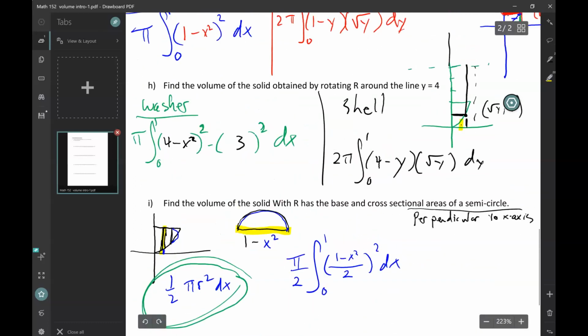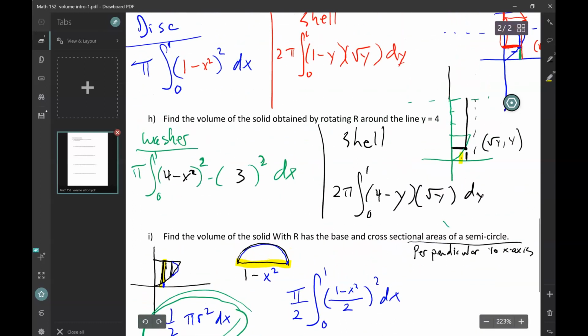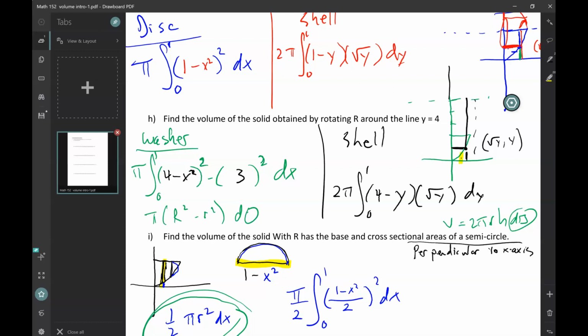So these guys change. Notice with the shell method, it's always the same. You're always using this idea that it's 2 pi r times h times a little bit of thickness, d something. With the washer method, it's always pi times big R squared minus little r squared, d something. And I'm sorry, that was the washer method. And then the disk method, remember, is just pi times radius squared, d something. Alrighty.